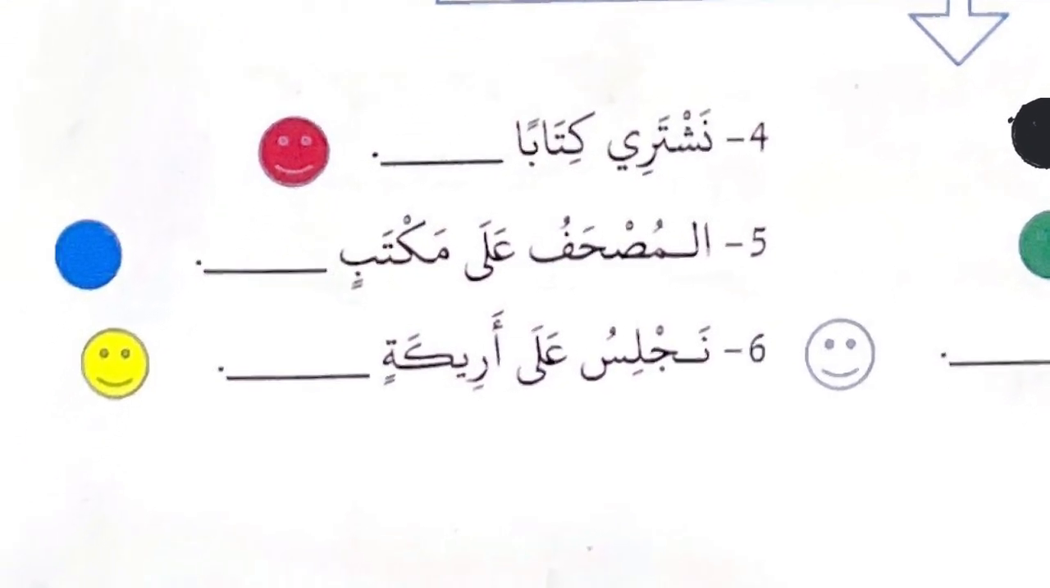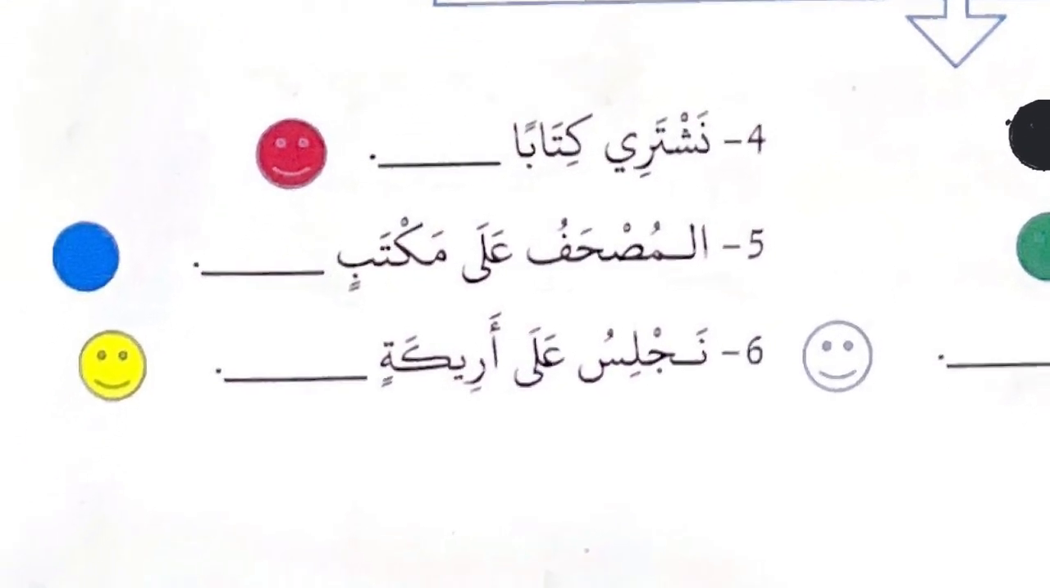Number 5. Al-Mushaf ala maktab. Al-Mushaf is the Al-Quran. When we say Al-Quran, we are referring to the words of God, to the verses. But when you are referring to the book that is containing the verses of Quran, we call the book Al-Mushaf. So here we are referring to the book. Al-Mushaf ala maktab. So the Mushaf is on the desk.